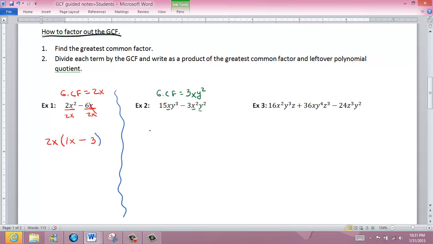Now, in order to factor out the greatest common factor, I'm going to pull that GCF out. I still have to find out what goes inside these parentheses. Well, how do I do that? I'm going to divide each of these terms by my GCF.